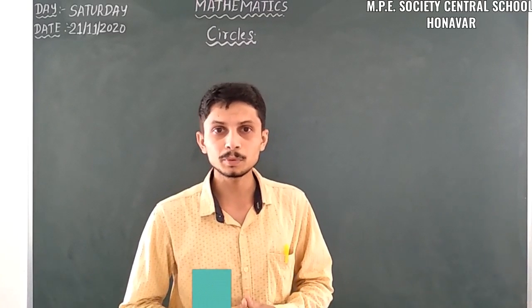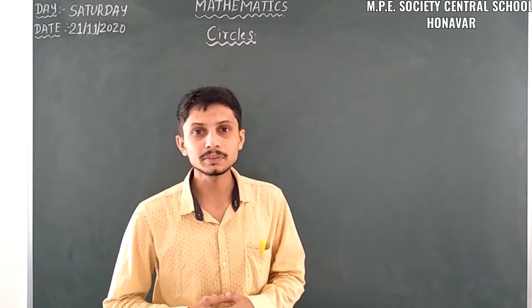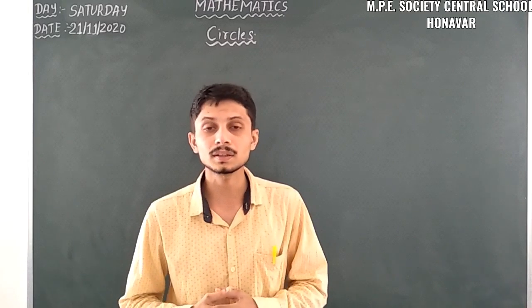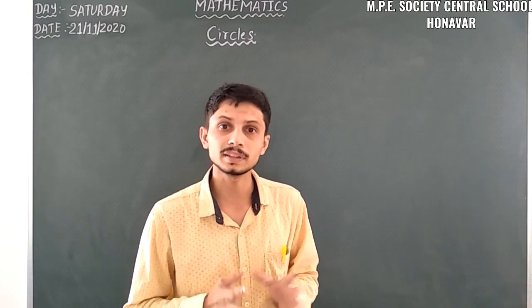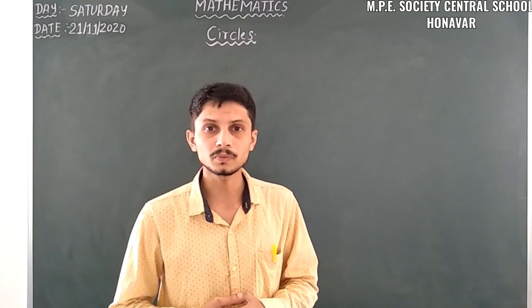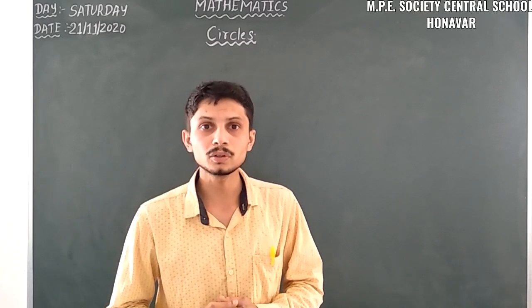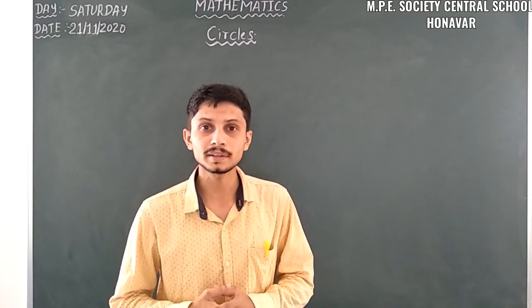So last class we discussed the topic from 10th standard, that is circles. In circles we already discussed what is meant by a circle, what parameters we have in a circle, and also we discussed theorem 10.1. So let us move on to the next theorem, theorem 10.2, which is completely based on tangents.